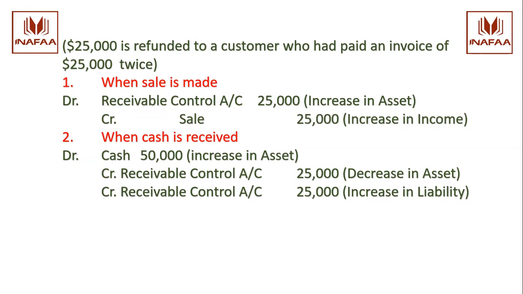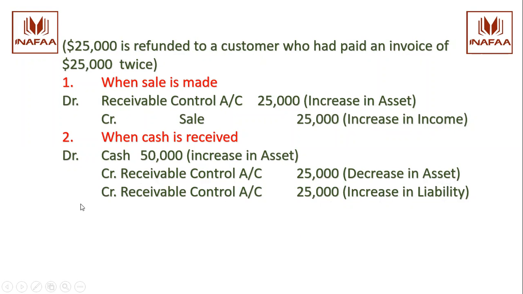How has it become a liability? Our customer was liable to pay us 25,000, but he actually paid us 50,000. Now it is our liability to pay him back. Although he is our customer, he still is our receivable. The name would be the same. His name would continue to be in the receivable control account, but now we will credit him because our liability has been increased. Now, when the business refunds this 25,000 back to the customer, what will we do?